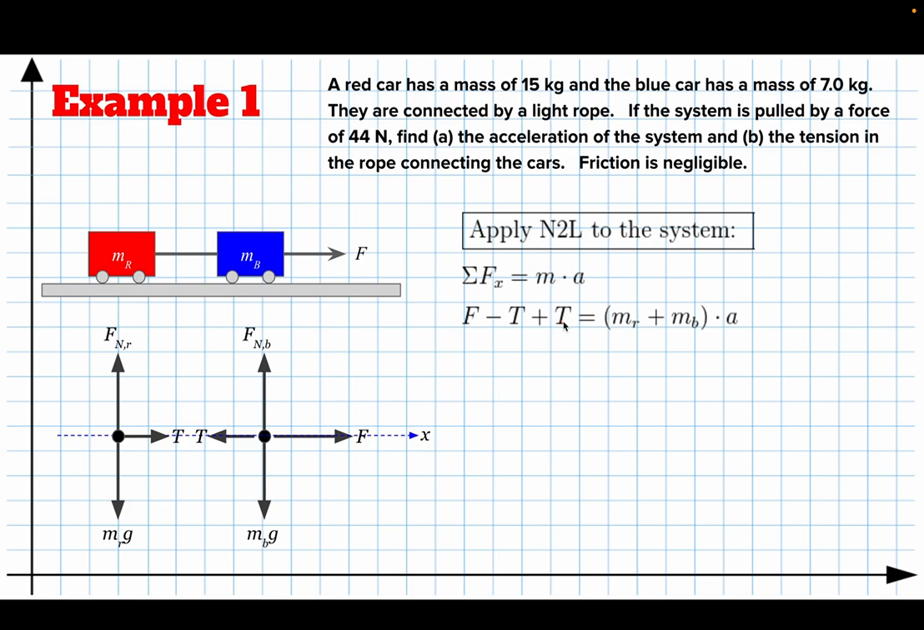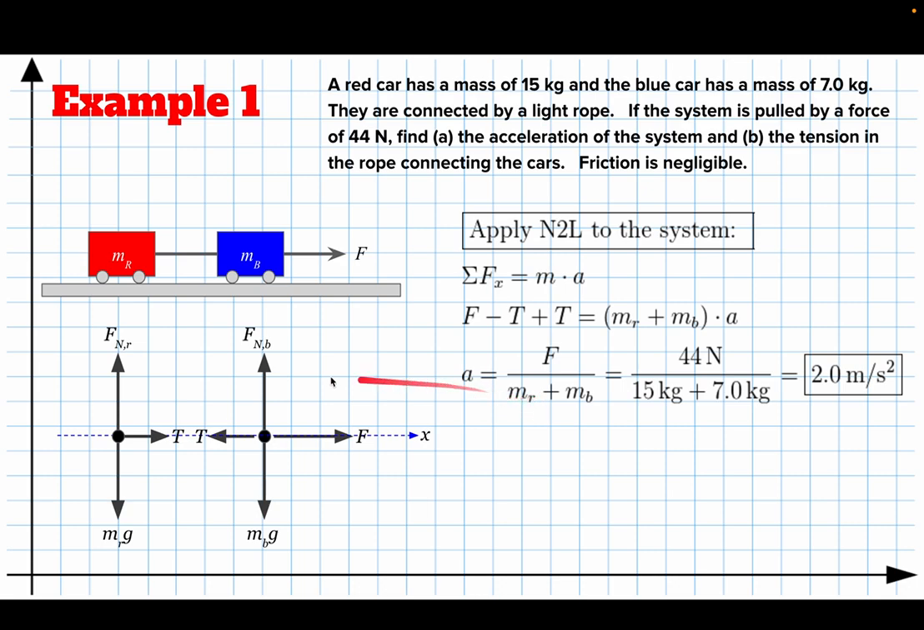So what that means is they cancel, which means we can solve for the acceleration. If those cancel, divide both sides by the mass, and you can plug in your numbers and get an acceleration. It's 2 meters per second squared. Now, the important thing to remember is that if the system accelerates at 2 meters per second squared, each car also accelerates at 2 meters per second squared to the right.